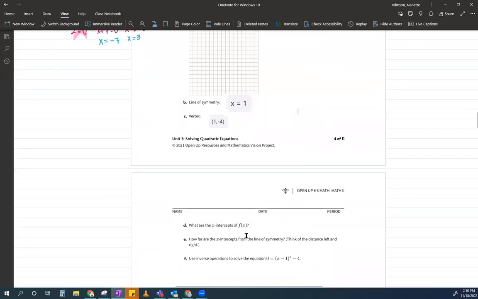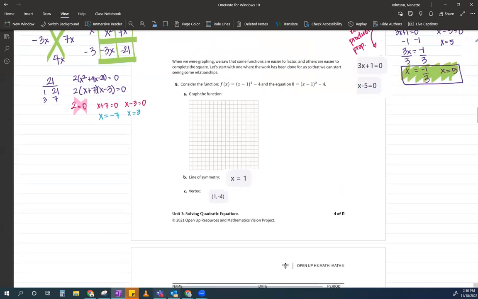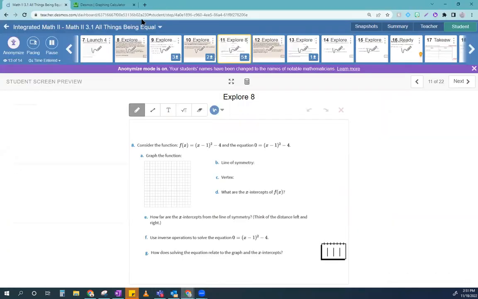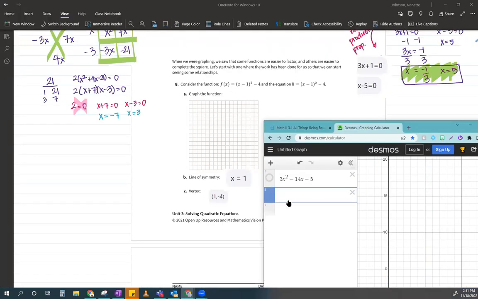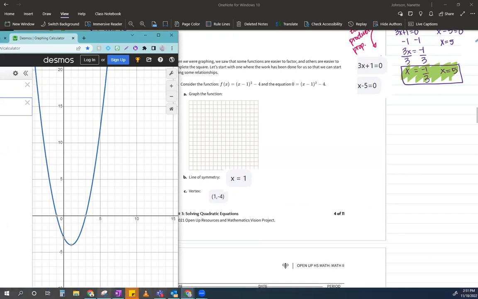What are the x-intercepts of the graph? Okay, so I am going to use our graphing calculator for this, because you would have done the same kind of thing. So this is parentheses x minus 1 quantity squared, minus 4. Did I do it right? Is the line of symmetry at 1? Everyone's like, yeah, Ms. Johnson, that's where we'd fold it. Is the vertex at 1, -4? Yeah, very good.